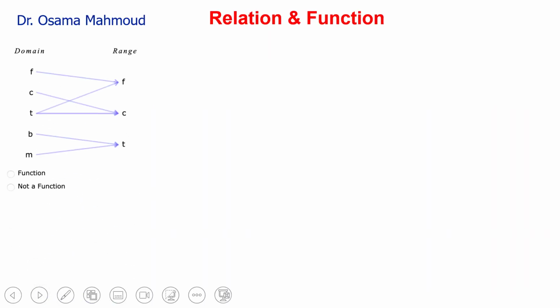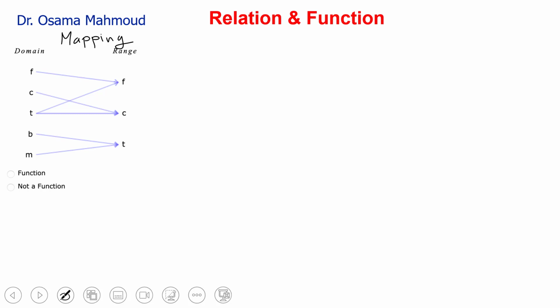Let's start with the first way of writing a relation and function. We use something called mapping. So this one we call a mapping. This is a mapping representation for a relation or a function.